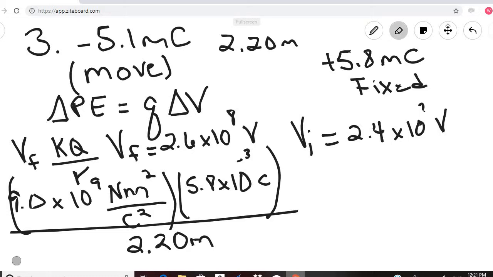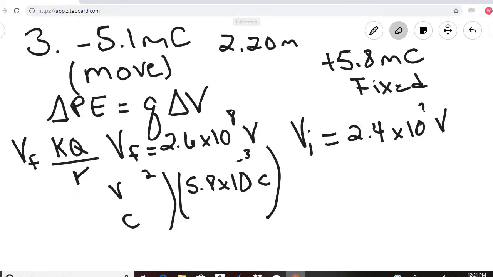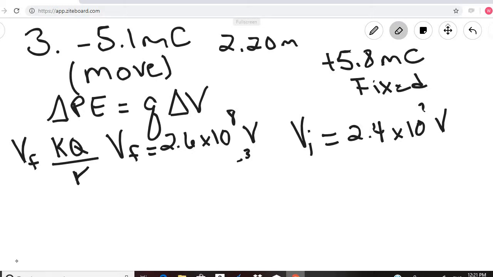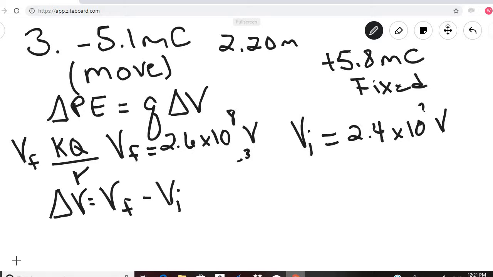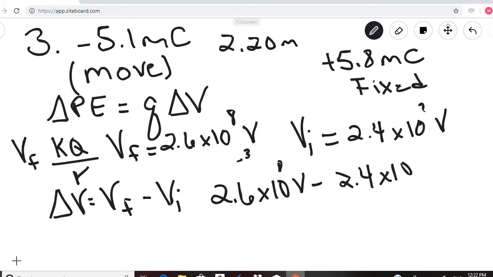Okay, so now we can go ahead and calculate delta V, because delta V is equal to VF minus VI. So we'll take 2.6 times 10 to the 8th volts minus 2.4 times 10 to the 7 volts. And so the delta V is equal to 2.4 times 10 to the 8th volts.